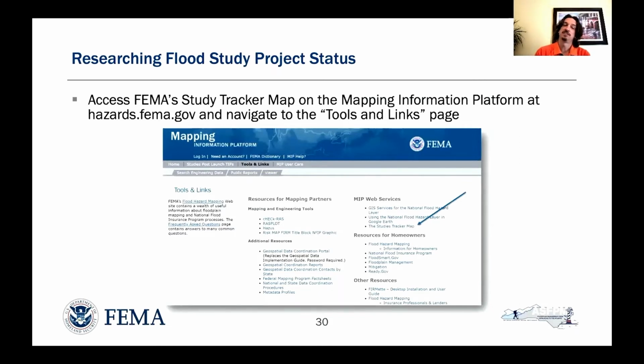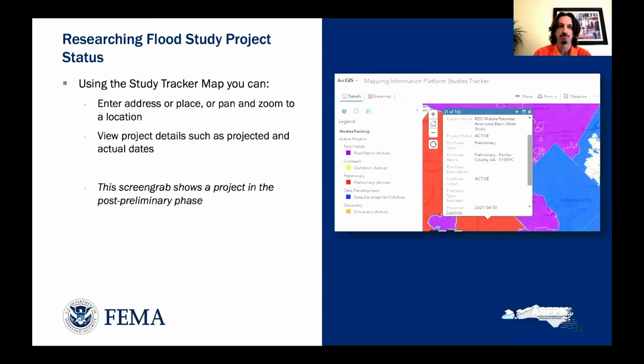Same MIP URL as before, hazards.fema.gov. We're going to go to the tools and links option on that top gray bar one more time. Now on the right side, in the top right, you can see the study tracker map. Some of you may have gone here before to get to the Google Earth downloads, or to find the URL services for the GIS options in the top right, but the study tracker map is the third one down.